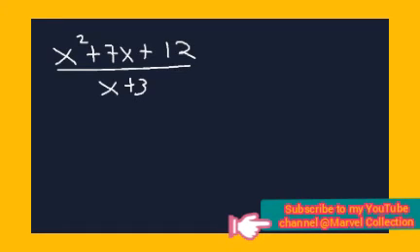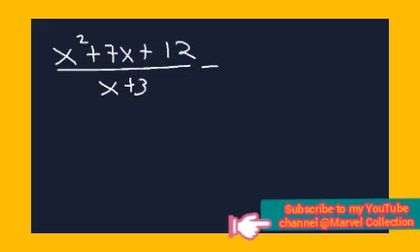Now, what about dividing polynomials? Let's say if we wish to divide the trinomial x squared plus 7x plus 15. Actually, instead of plus 15, let's say plus 12. Let's divide it by x plus 3. How can we do so? There's three things that you can do. You can factor, you can use long division, or you can use synthetic division.